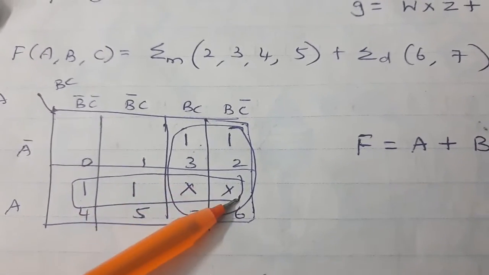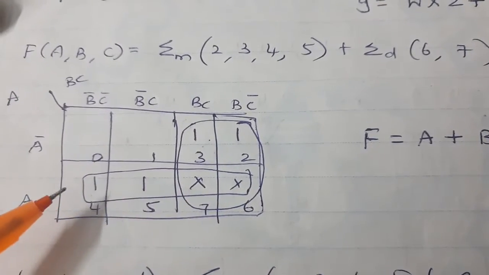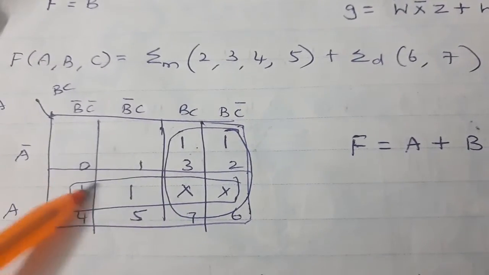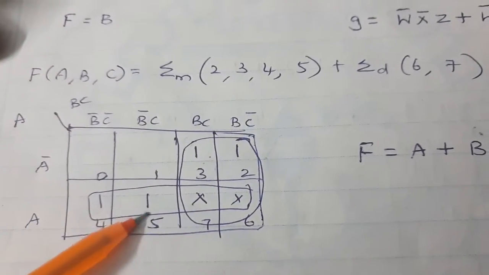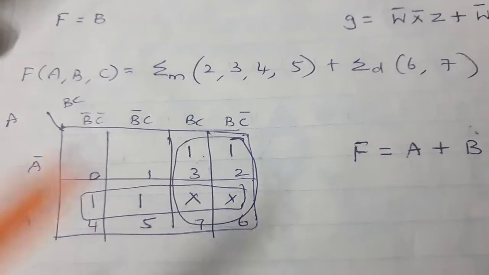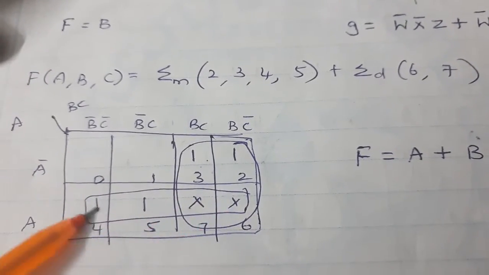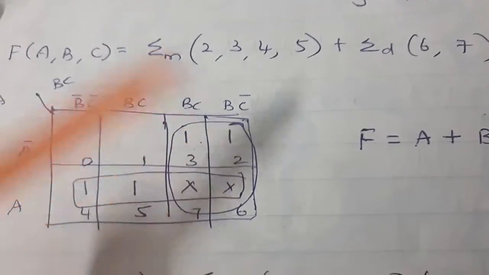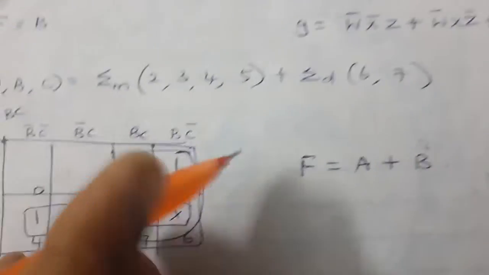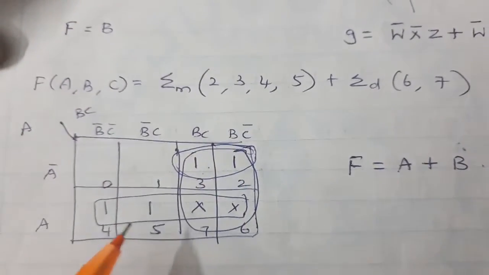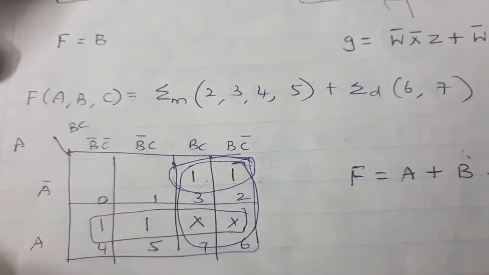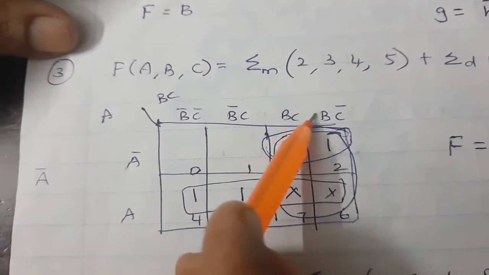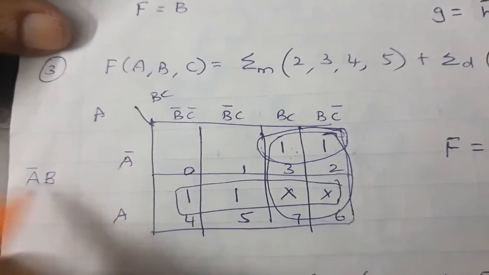Whenever this X is adjacent to the available ones, you can treat the don't care as 1. So I can club all the 4s together, 1, 1, and the don't care becomes 1 at this moment. So all 4 ones form one grouping. Similarly, if you do this as 2 ones, what equation will you get? A bar, and the common term is B.